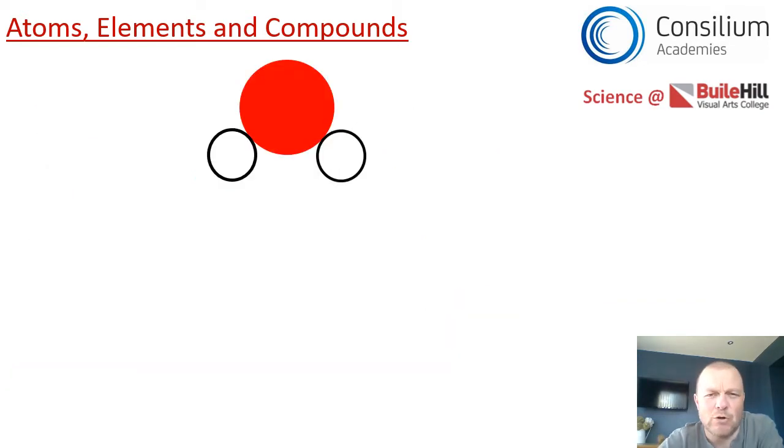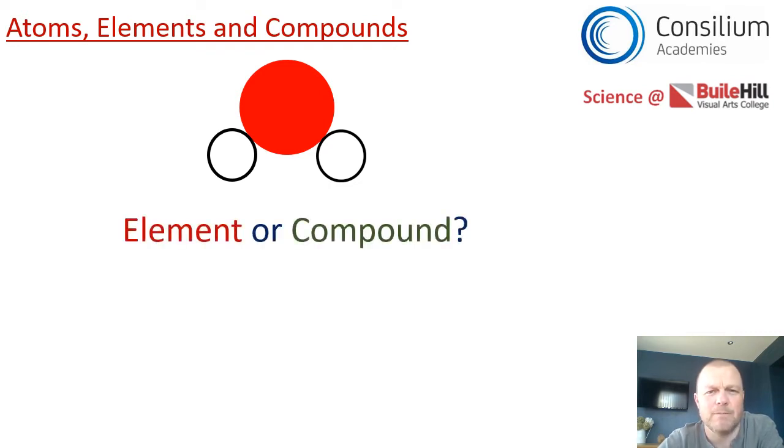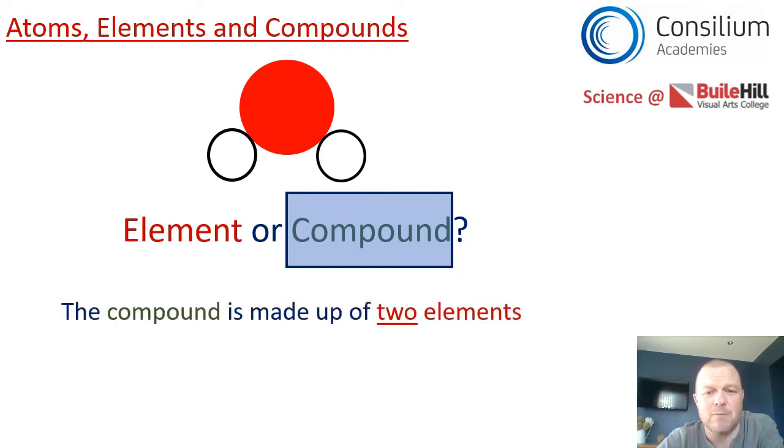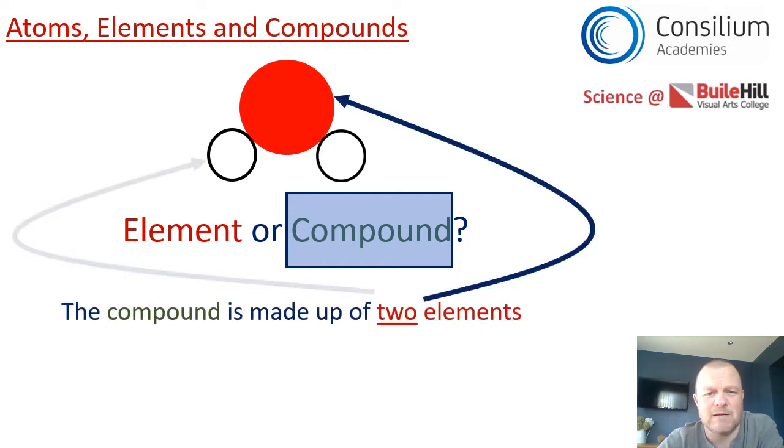Okay, so I want you to look closely at the diagram that's appeared on the screen. And my question for you is very, very simple. Is that a picture or a diagram of an element or a compound? Now hopefully you said that it was a compound, but can you describe why? Because this is the next step that we need to take. It is a compound, and the reason it's a compound is it's actually made up of two or more elements. It's made up of the red element and the white element.